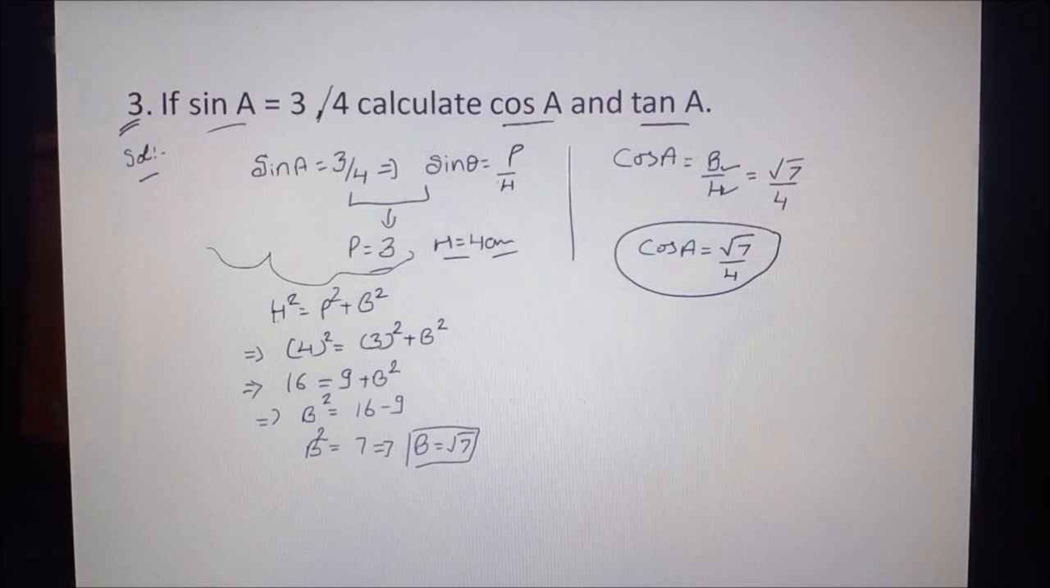Now next we have to calculate tan A. Tan is perpendicular upon base. Value of perpendicular is given 3 and value of base we have calculated under root 7. So value of tan A is equal to 3 by under root 7.